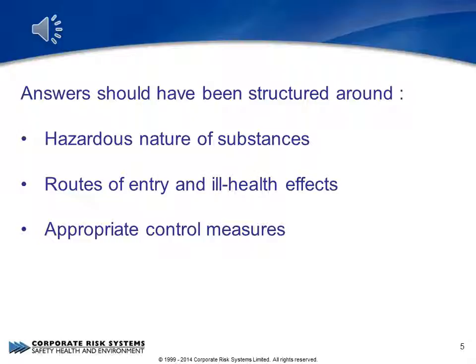This question asked you to outline the factors to take into account when you're doing a COSHH assessment for substances to be used in the workplace. Your answers should have been structured around the hazardous nature of substances, the routes of entry and ill health effects, and appropriate control measures.